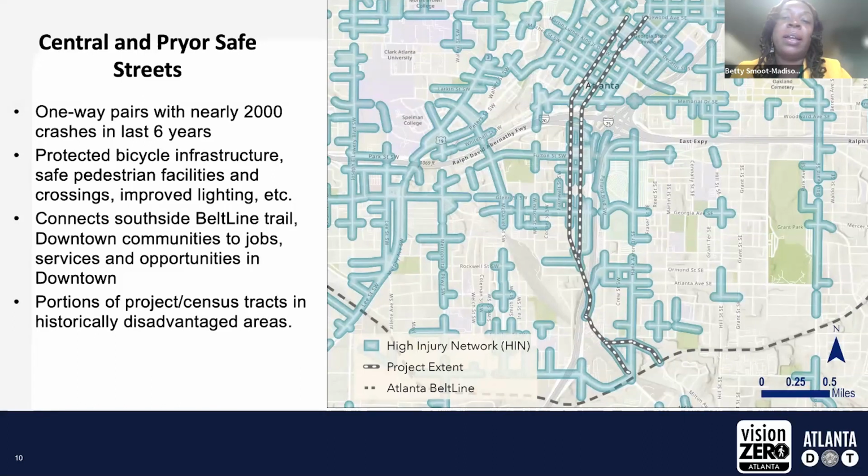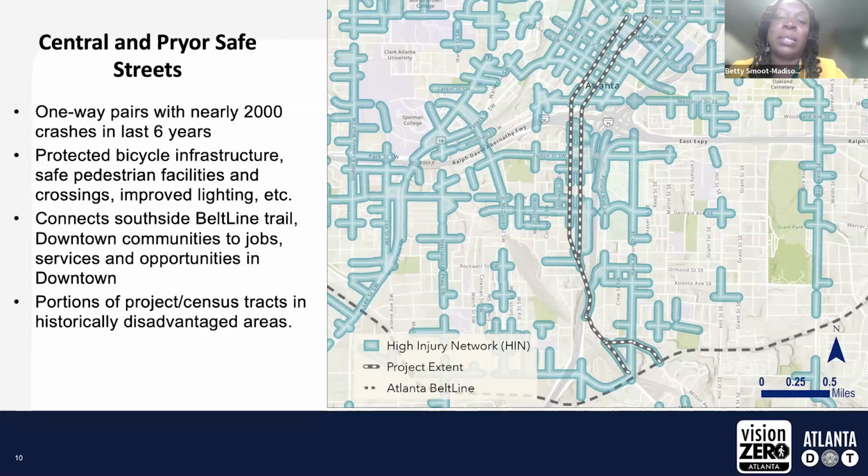The core intent will be to add protected bike facilities and safe pedestrian facilities and crossings throughout the corridor. We still have some studies to conduct to determine the exact alignment, but you can see the dashed line at the bottom. That's where the existing Atlanta bike Beltline connection is. So we are connecting the Atlanta Beltline to a lot of those downtown destinations and communities and destinations north of the city.